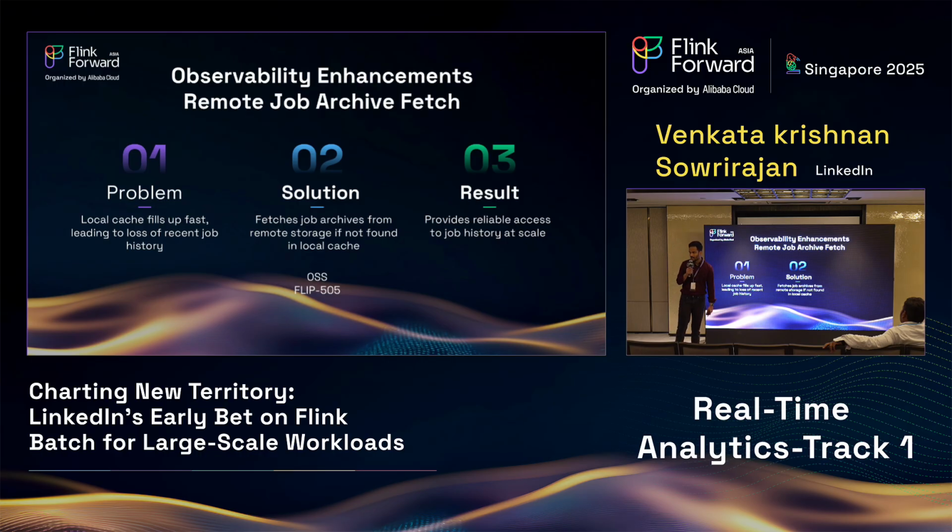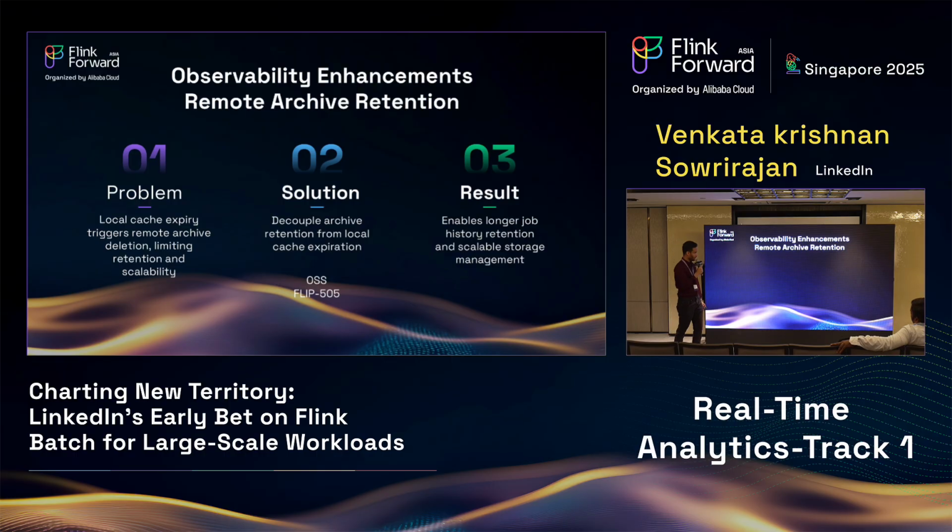So we recommend a hybrid implementation of this job archive fetch. Basically, if it is available in the local cache, render it. If not, fetch it from the remote storage and locally cache it. This uses an LRU style cache invalidation. This both improved the overall observability user experience and also kept the local cache bounded.